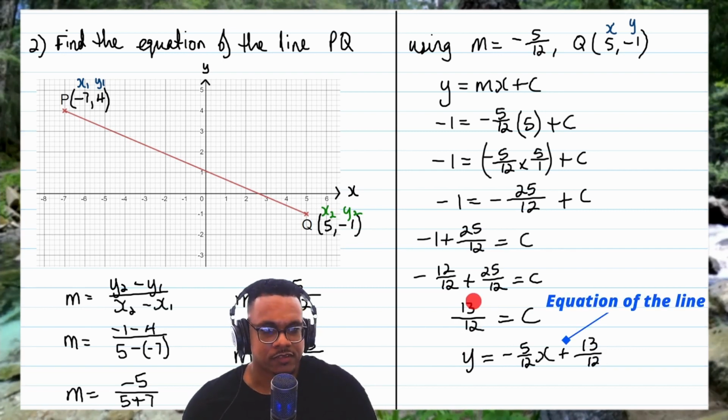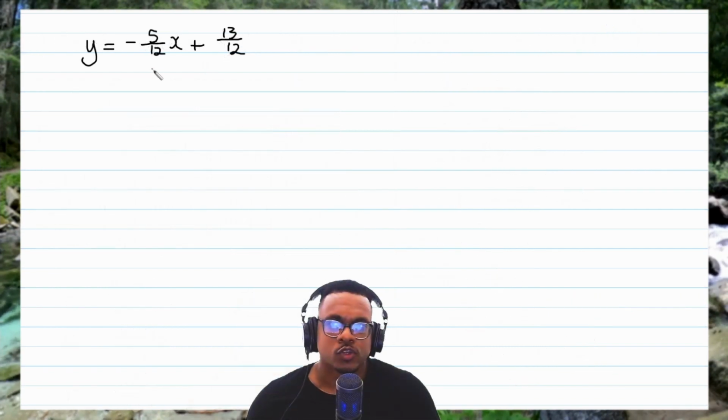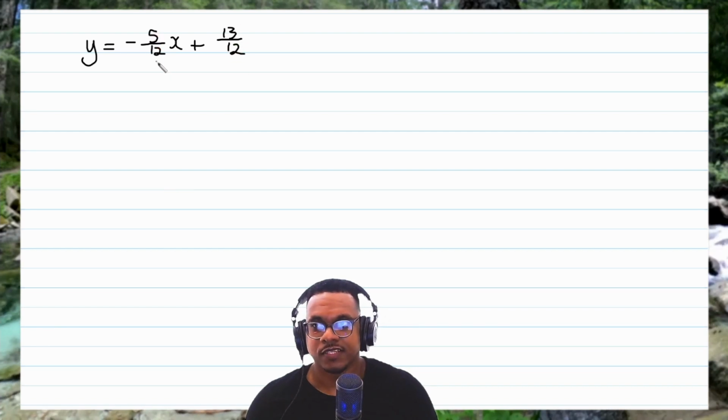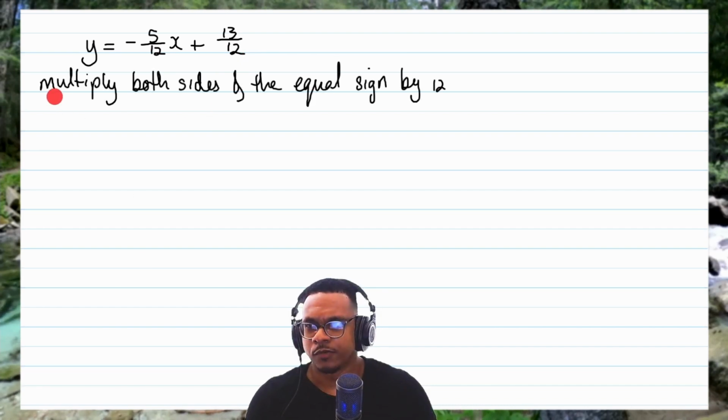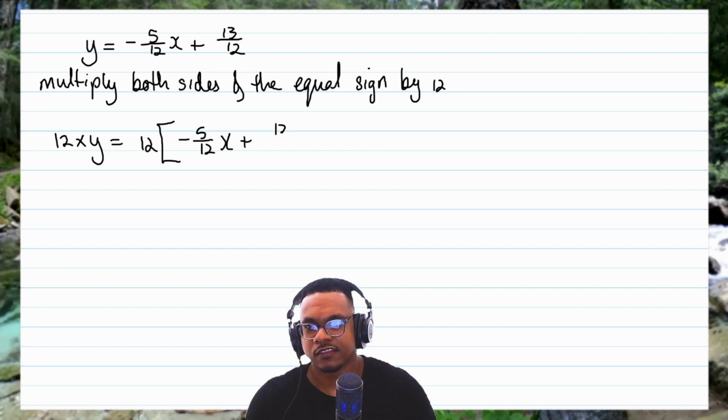Now I deliberately did not convert this 13/12 to a mixed number. That's because I recognize that the gradient has a denominator of 12 and the y-intercept has a denominator of 12. So what I can do to get rid of these fractions, seeing that they have the same denominator, is to multiply both sides of the equal sign by the same number. And that number would be 12, because I want to get rid of this 12 as the denominator. So I'm going to multiply both sides of the equal sign by 12. So that'll be 12 multiplied by y is equal to 12 multiplied by negative 5 over 12 x plus 13 over 12.